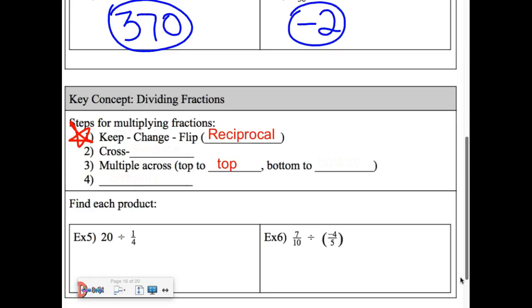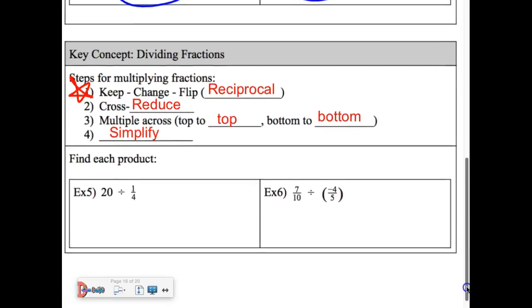Okay, just like yesterday then, our next step is we're going to cross reduce like we did. I already have this filled out. You're going to multiply across, so top to top and bottom to bottom. And then like always, your last step is always to simplify fractions. You always want to look to simplify.